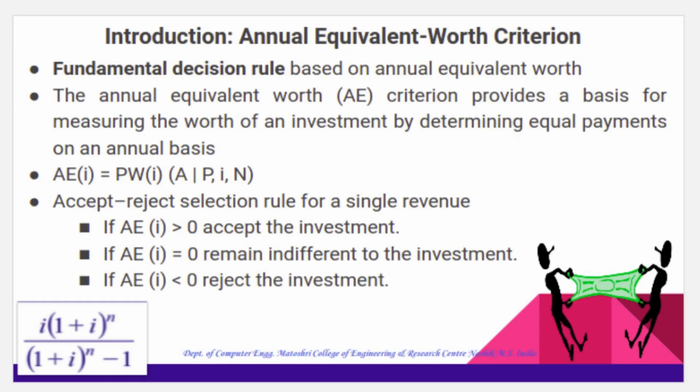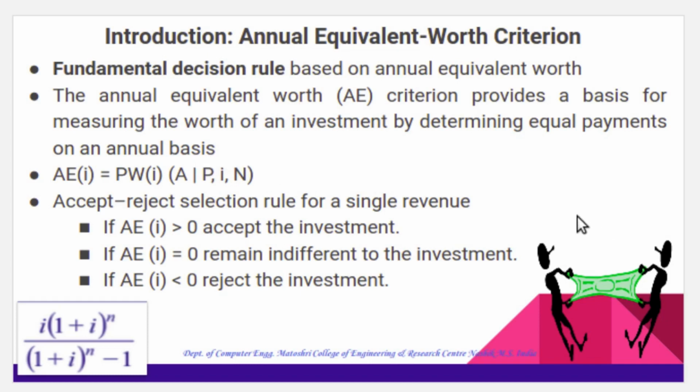Note that this NPW factor, that is the A given P factor in this equation, is positive, which indicates that the value of AE will be positive if and only if PW is positive. In other words, accepting a project that has a positive AE is equivalent to accepting a project that has a positive PW. Therefore, the AE criteria for evaluating a project is consistent with the NPW criteria.